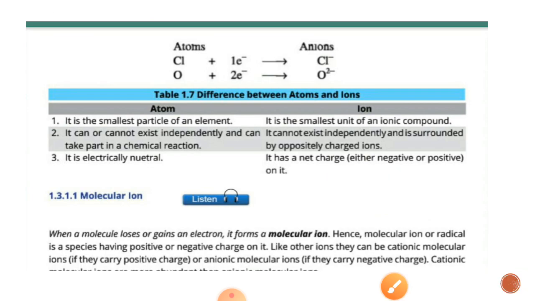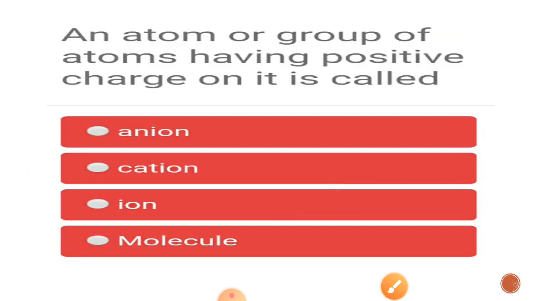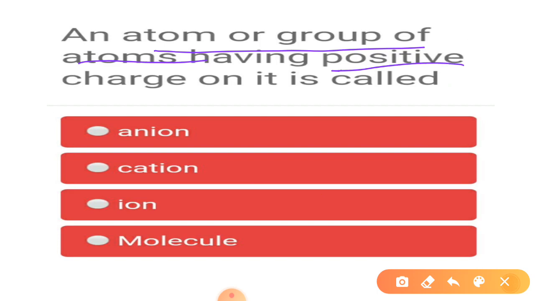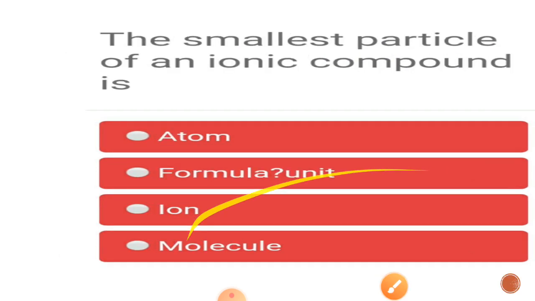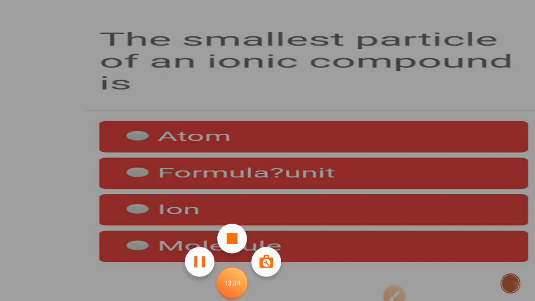So students, that's all for today. What you have to do is answer these quiz questions. An atom or group of atoms having positive charge on it is called: anion, cation, ions or molecule. The second one: the smallest particle of an ionic compound is: atom, formula unit, ion or molecule. Students, you have to answer these questions.